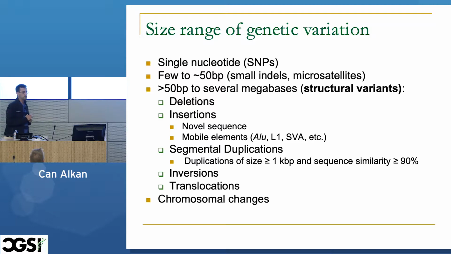So this could be deletions, insertions of novel sequence, or non-reference sequence, as we have listed in one of the affinity talks, or mobile element insertions. That could also be segmental duplications. These are typically defined as duplications of size larger than 1 kb, but obviously there are smaller ones. There are also inversions of DNA and translocations of DNA from one chromosome into the other one. And the much larger ones are called chromosomal changes. The most typical example is the 21 trisomy, which causes the Down syndrome.